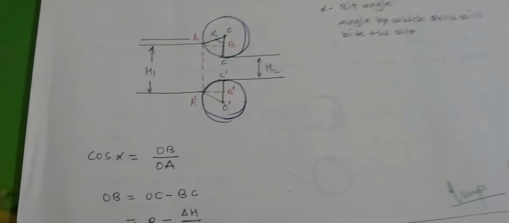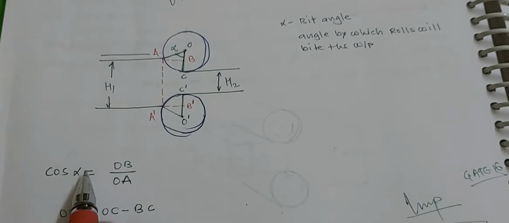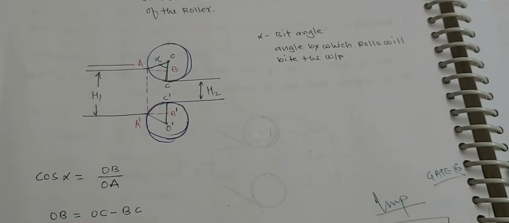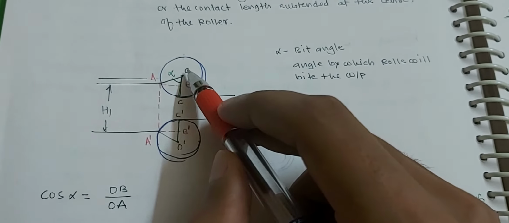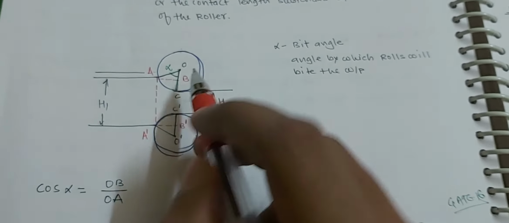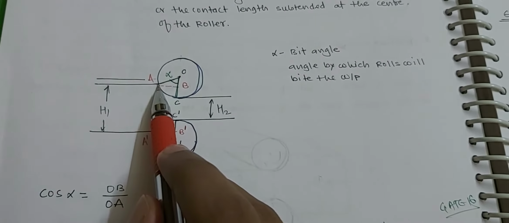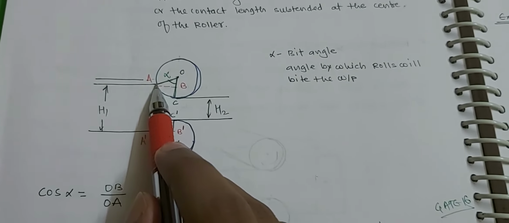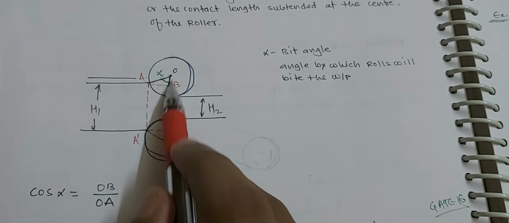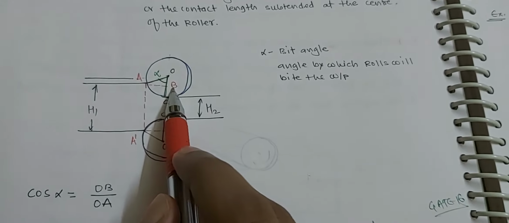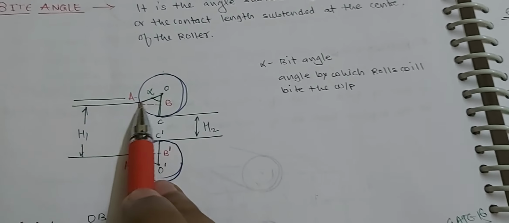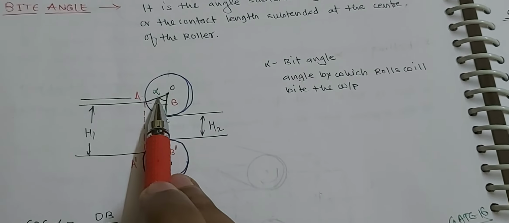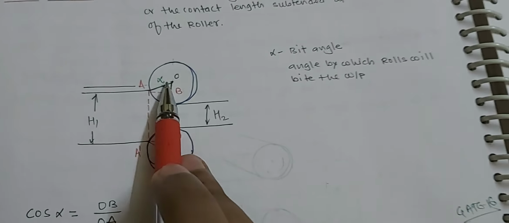So how to find out this alpha? We have the relationship cos alpha over here. Why are we taking cos alpha? Because we have this dimension. Cos alpha is equal to, if we take the line from this point A towards OC, this length is your AB. For this AB, this is a right angle triangle AOB, and cos alpha is equal to OB by OA.